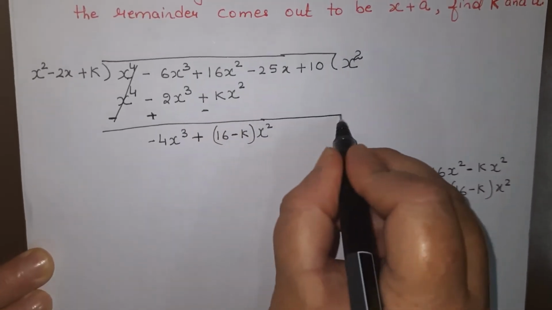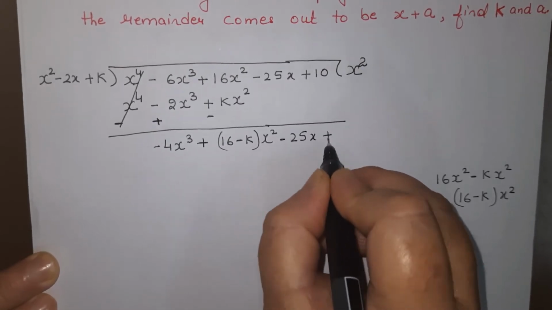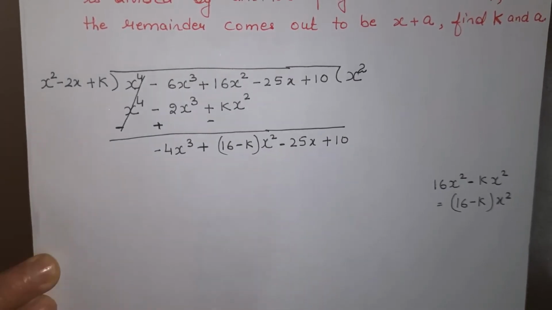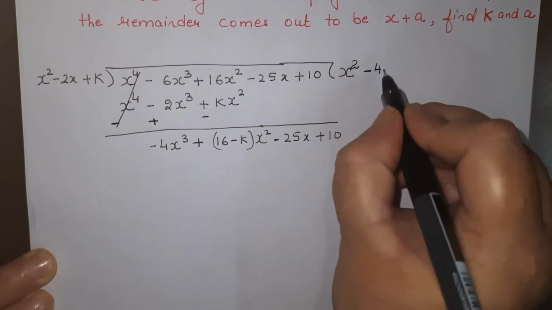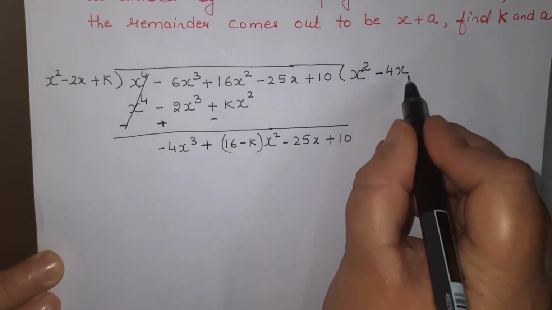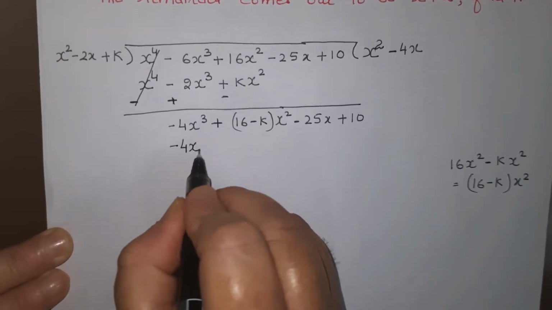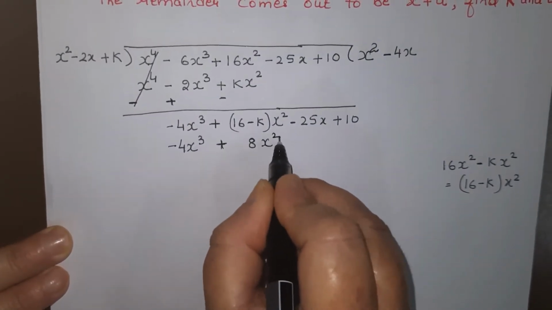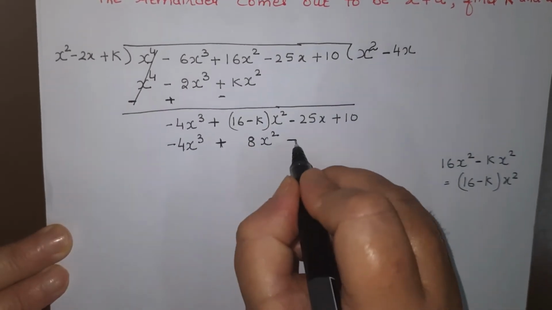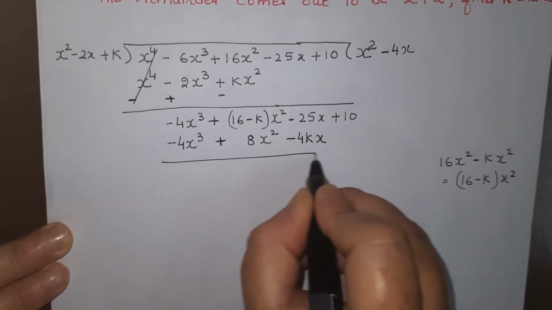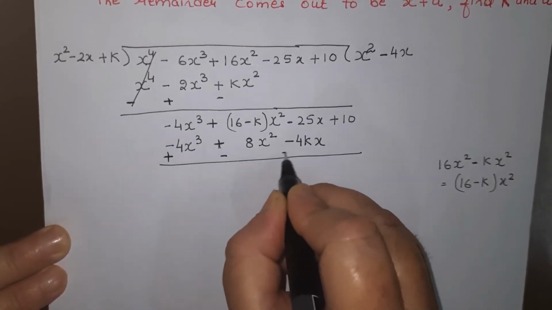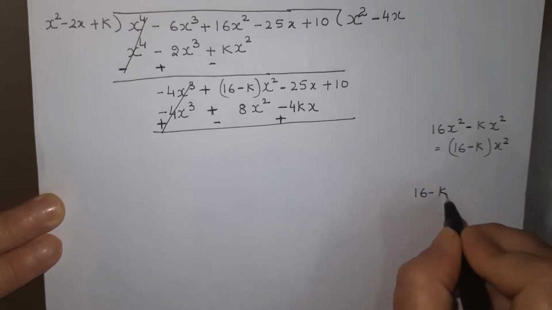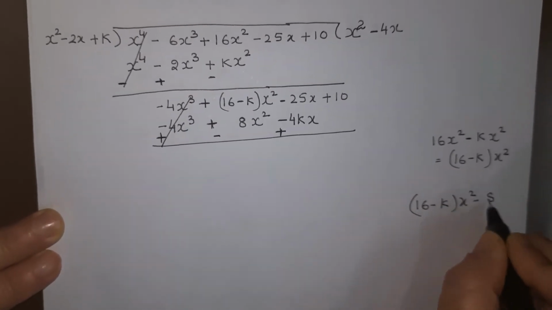So we can write it like this, minus 25x plus 10. Now the next term of the quotient will be minus 4x cube divided by x square, that is minus 4x. So minus 4x will be multiplied by all the three terms. Minus 4x into x square is minus 4x cube, minus 4x into minus 2x is plus 8x square, and minus 4x into k is minus 4kx. Plus minus plus, cancelled.